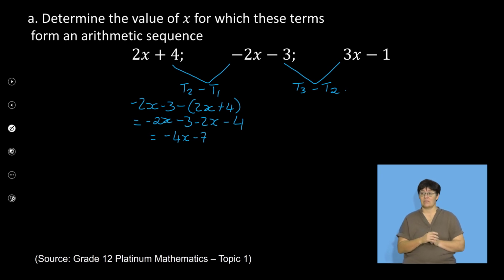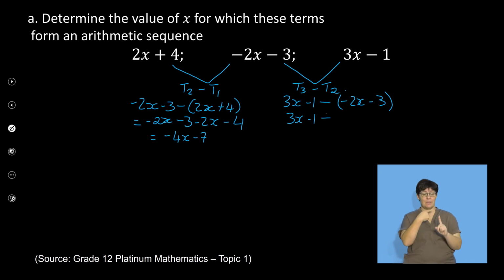Now we're going to look at T3 minus T2. I'm going to have 3x minus 1. Then I'm going to subtract term 2. Please make sure that you substitute your term 2 in a bracket. The reason for the bracket is because I do not want you to make sign mistakes. So we're going to subtract negative 2x minus 3. So I'm going to have 3x minus 1 plus 2x plus 3. So this is going to be equal to 5x plus 2. So we now have 2 expressions that still involve x's.